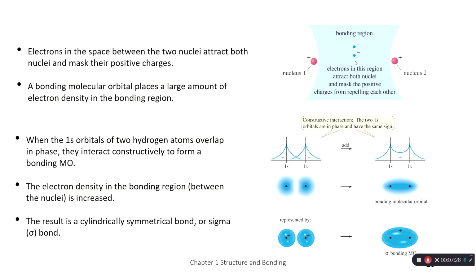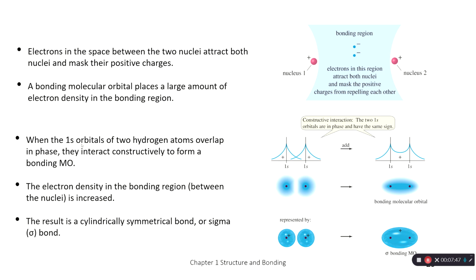And when you have electrons right in that region between the nuclei, this is going to be called a bonding molecular orbital. And it places a large amount of electron density right between the 2 nuclei in what is called the bonding region of that molecule, or the bonding region of that molecular orbital.